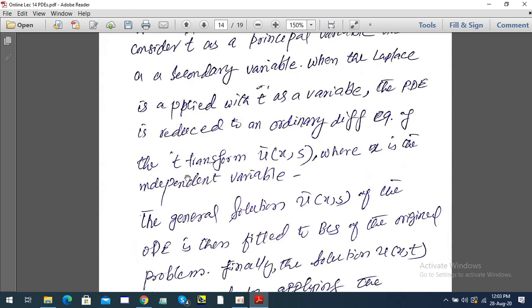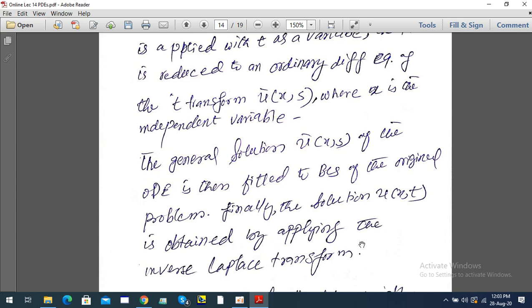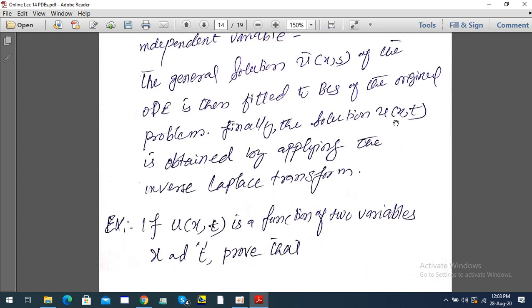The PDE is reduced to an ordinary differential equation of the Laplace transform U bar (x, s), where x is the independent variable. The general solution U bar (x, s) of the ODE is then fitted to the boundary conditions of the original problem. Finally, the solution u(x, t) is obtained by applying the inverse Laplace transform.